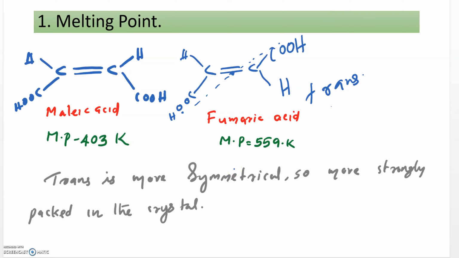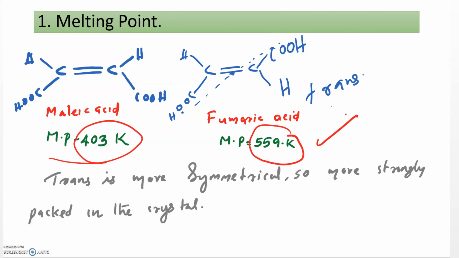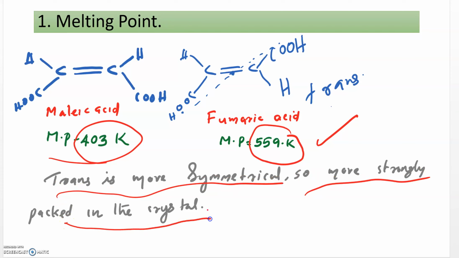Consider here, the melting point of maleic acid is 403 Kelvin, whereas in the case of fumaric acid, that is the trans isomer, it is 559 Kelvin. It is higher. Okay, that is the first point. The trans isomer is more symmetrical, so it is more strongly packed in the crystal. Therefore, its melting point is higher. Okay, that is the first property.